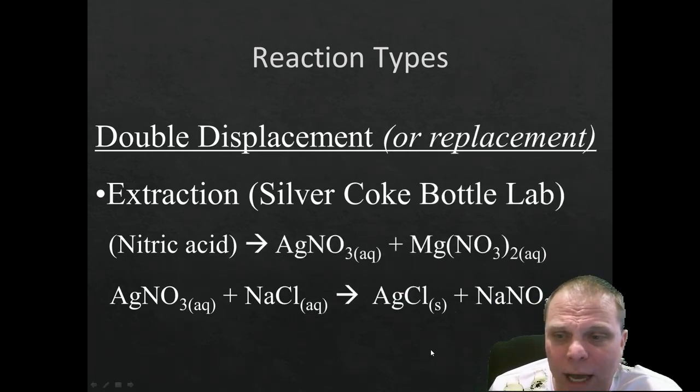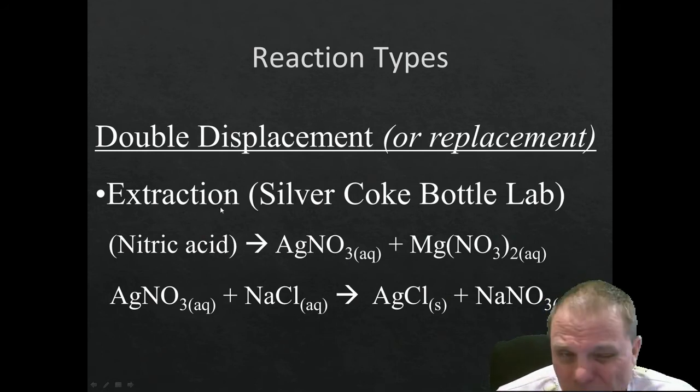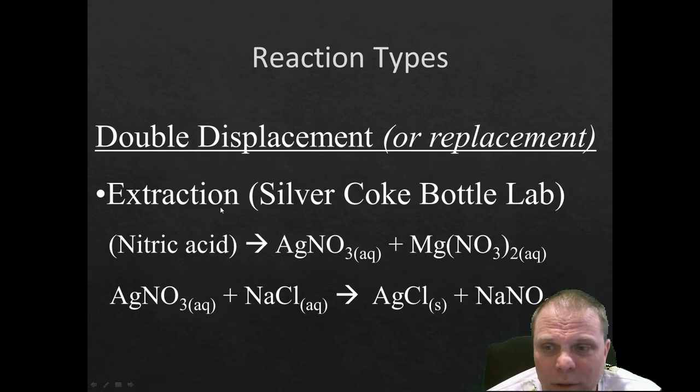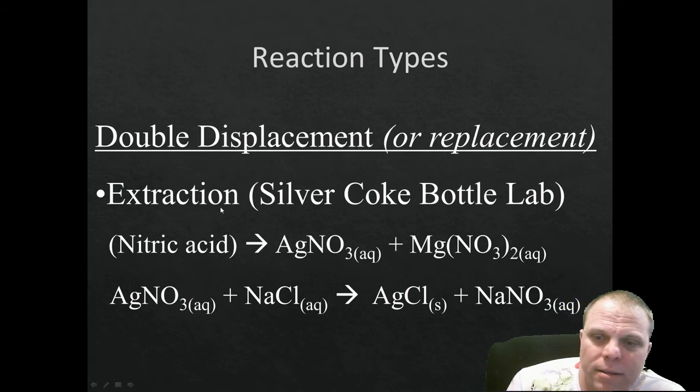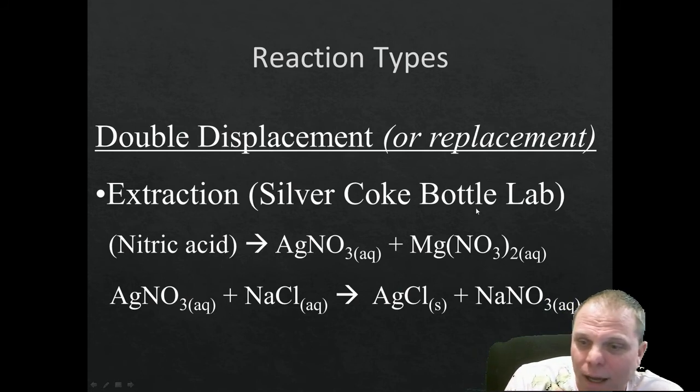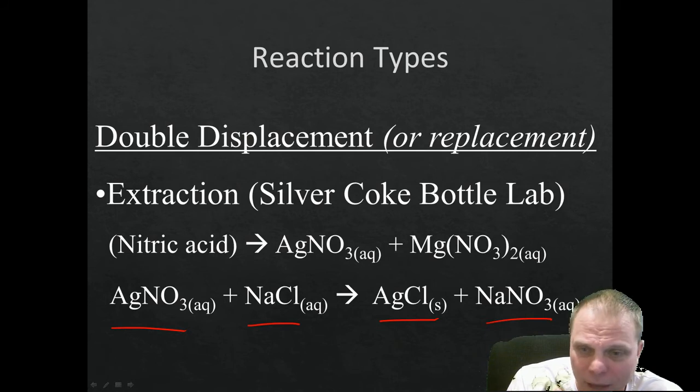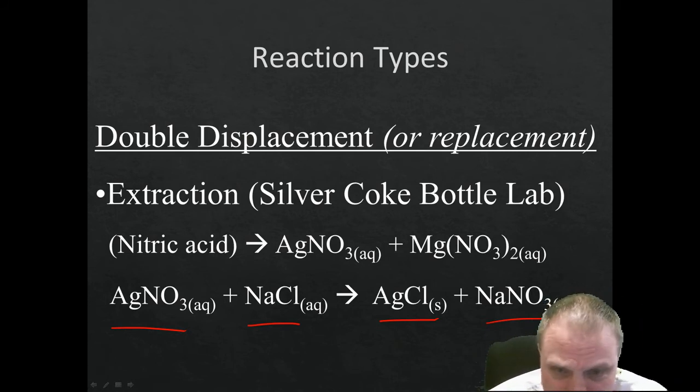Another example, nitric acid. If you were going to try to do, and we do this at the end of the year on normal years, we make some silver Coke bottles. One of the ways you can do that is you can make some silver nitrate, okay, and then react it with the magnesium nitrate. And oh, that's not right. Silver nitrate plus, here we go. Silver nitrate plus sodium chloride. It's going to give you silver chloride plus sodium nitrate. That's an example of a double displacement reaction.